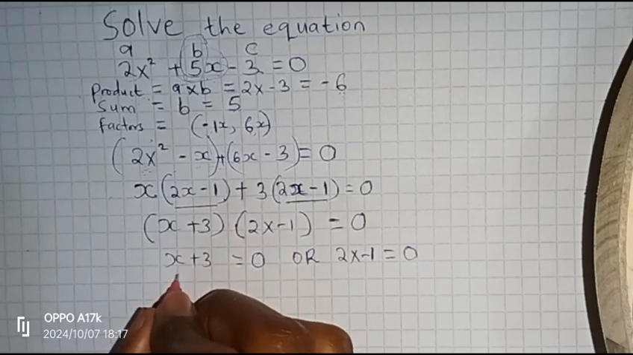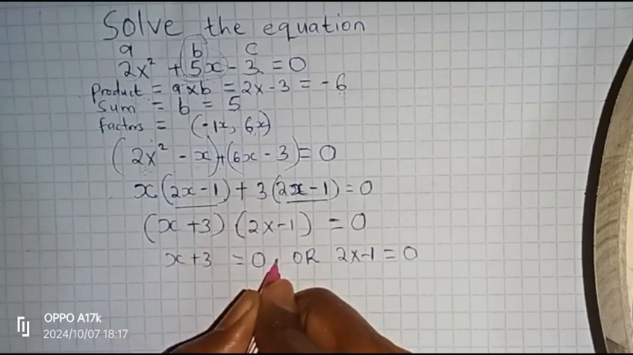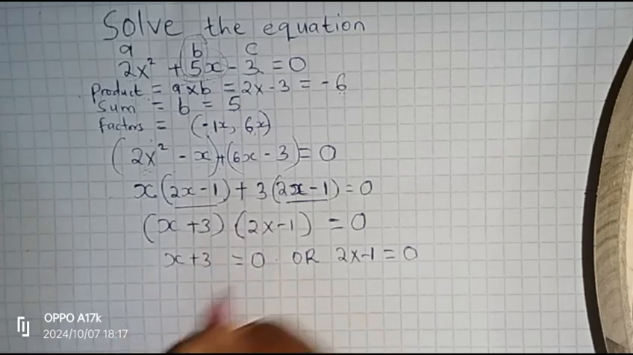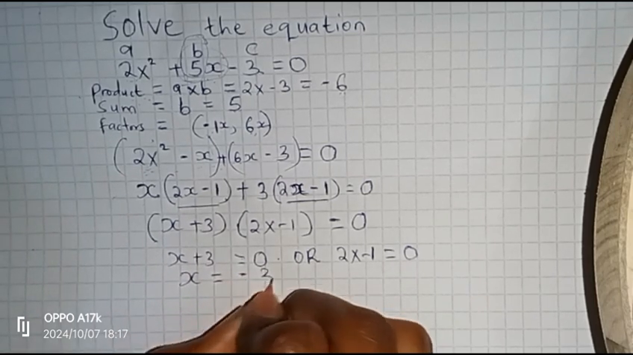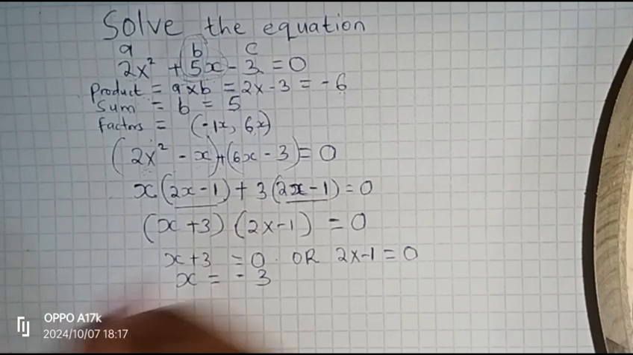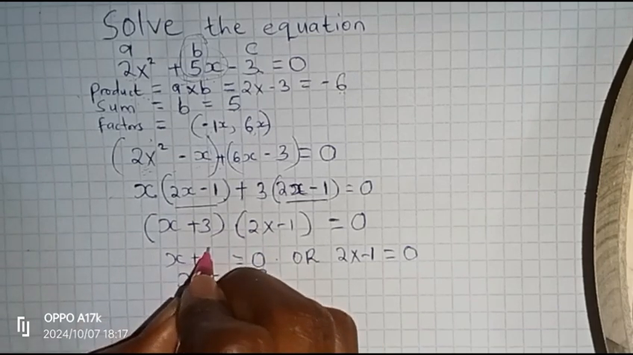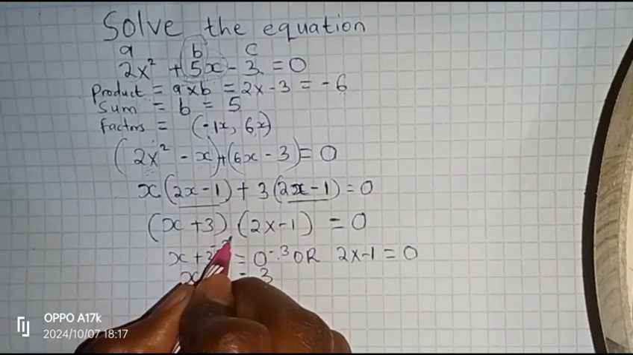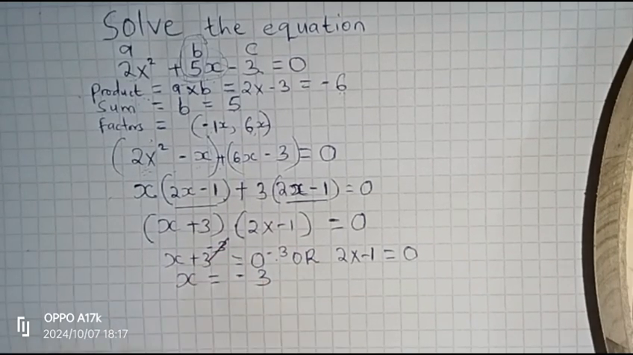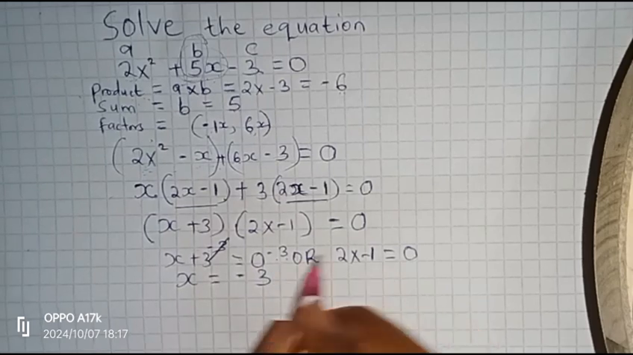If you take this 3 to the other side, it means x is equal to negative 3. How do I do that? You subtract 3 from both sides. Minus 3, minus 3. This becomes 0, okay? And this is negative 3.